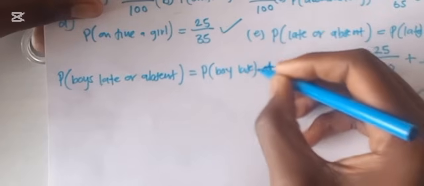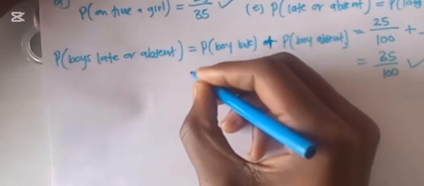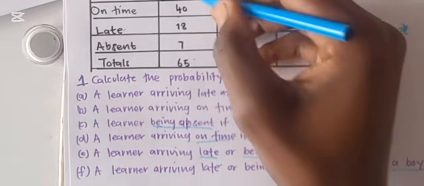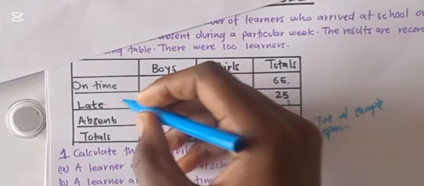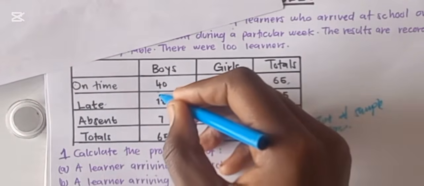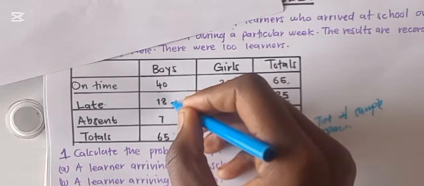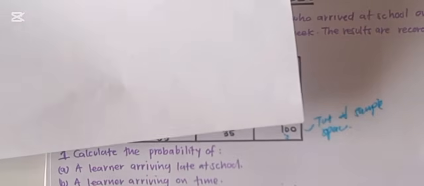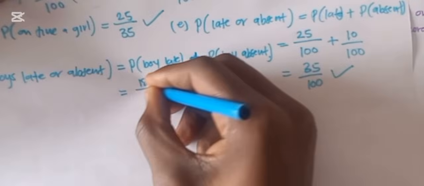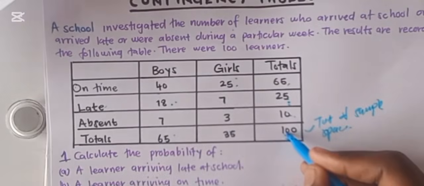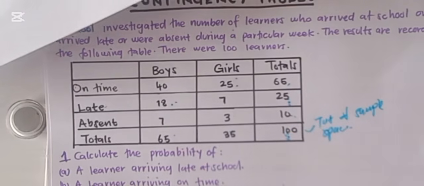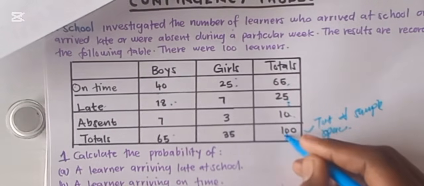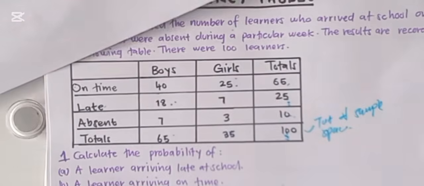When they talk about "or", we add. So we look for the probability of a boy who is late. How many boys are late? It is 18. You see, these are the 18 boys that are late. This is going to be 18. The confusing part comes here: we're not going to divide by 100. We're going to divide by the total number of boys that are there, because this 100 includes girls. Does that make sense to you?